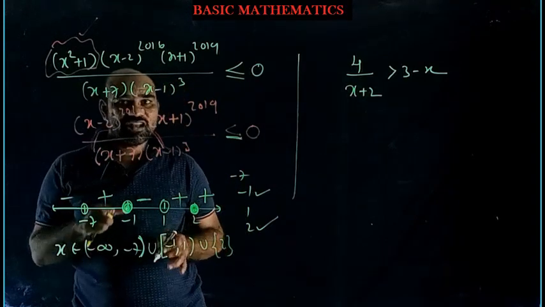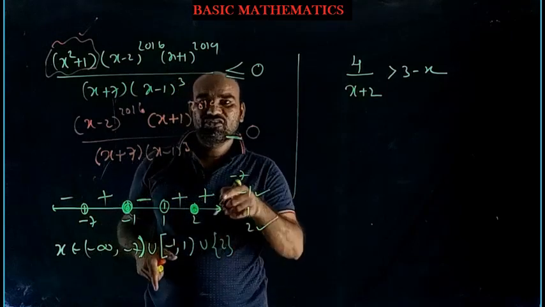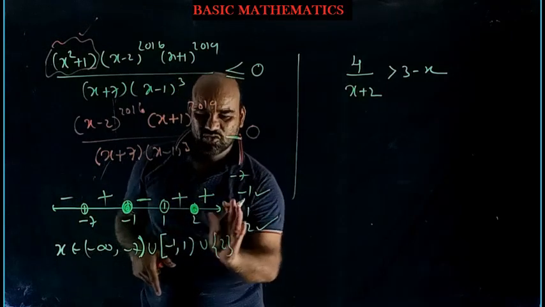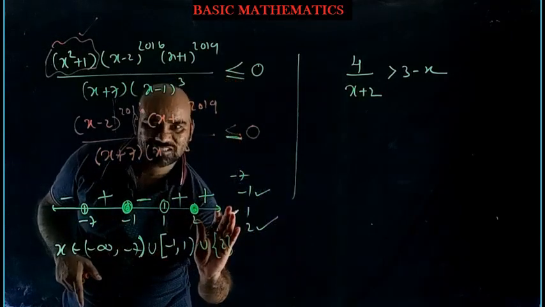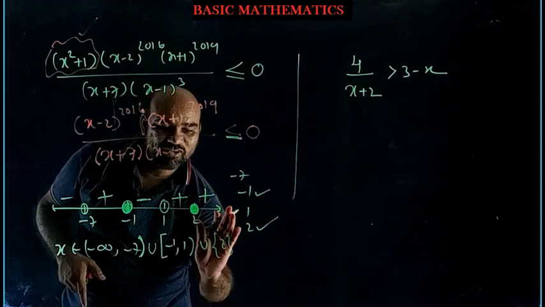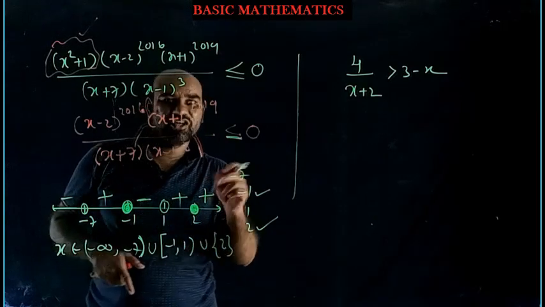So while finalizing the solution, we need to cross check. Actually somebody will write this as the answer, and it becomes wrong. They will miss this solution. That's why we need to cross check.